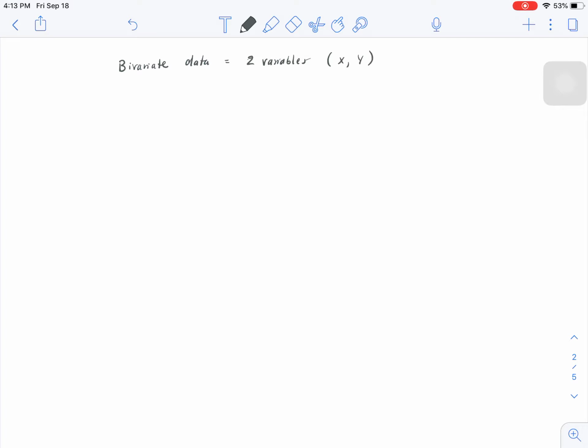We have a couple different tools now to analyze bivariate data. One of those tools is called a chi-square test. And a chi-squared test answers, are x and y related or associated? And chi-square tests are only appropriate when we have categorical variables.